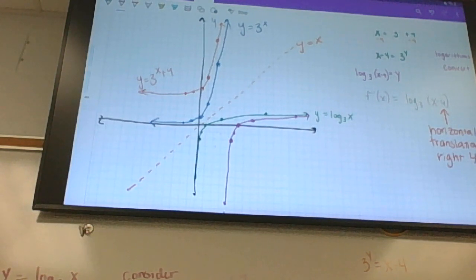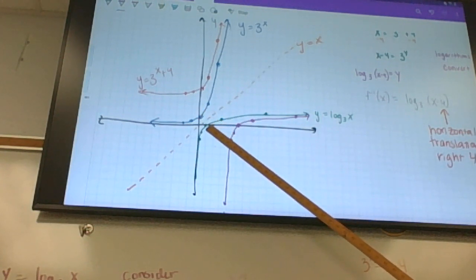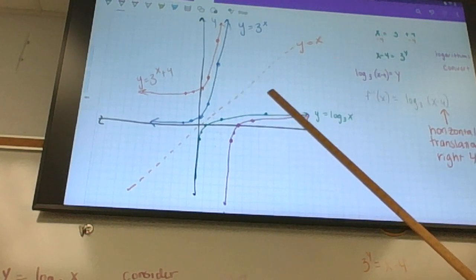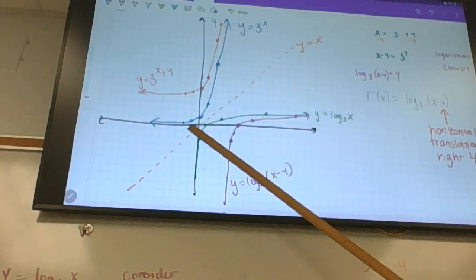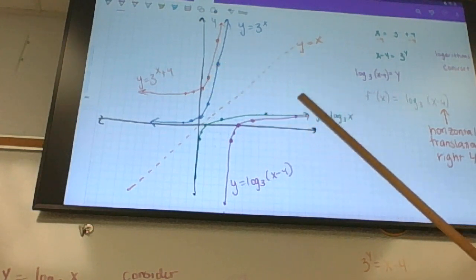So there's a lot of comprehension. This is a big visual of what you're looking at here, a visual representation of inverses. So this is 3 to the x, and this is log base 3 of x. And this is 3 to the x plus 4, and this is log base 3 of x minus 4. So in the exponential, it was up 4. The inverse is right 4. Folded this way.